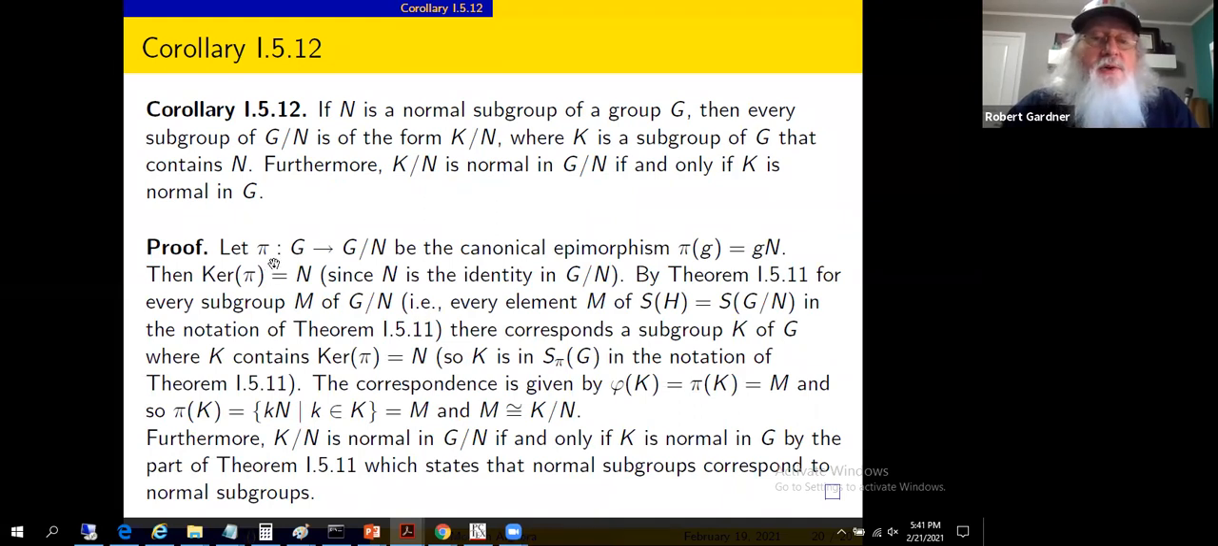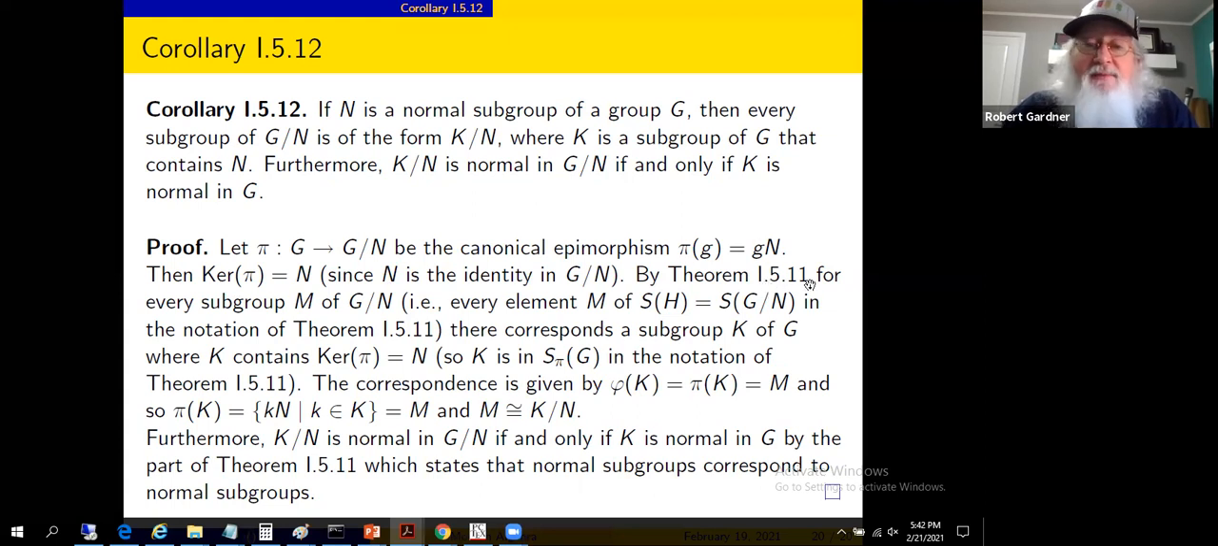Okay, consider the canonical epimorphism, mapping G to G mod N, taking element g to the left coset of N in G, the left coset gN. The kernel of that mapping is simply N itself. We've been through this a number of times. What's the identity in G mod N? It's capital N itself. So we would have elements of G mapped to left cosets of the form gN. When does that equal N? When g is in N itself. So the kernel of pi is N. We've done this several times.